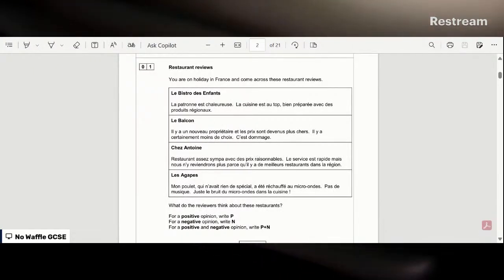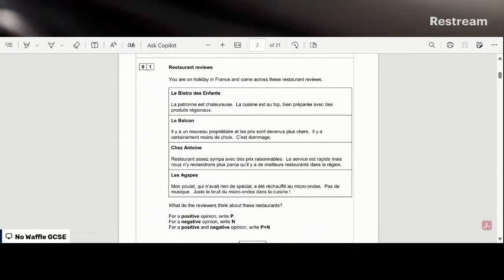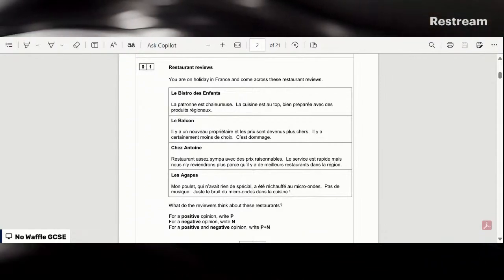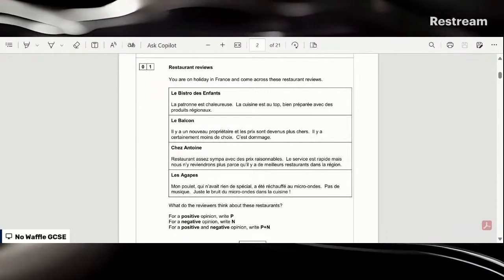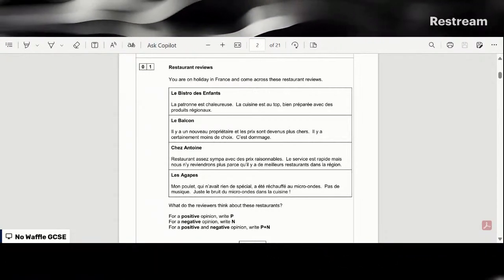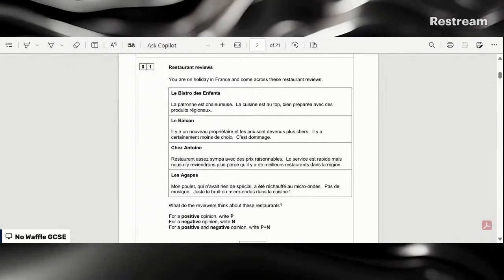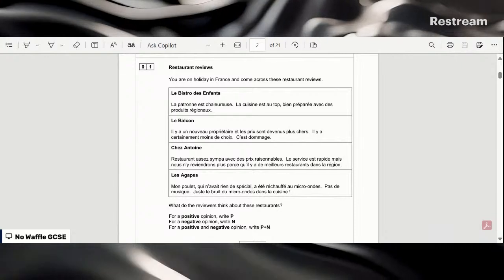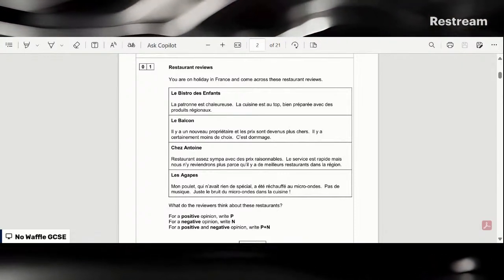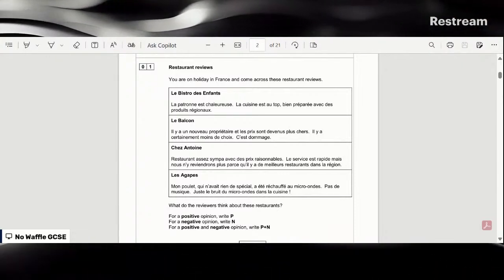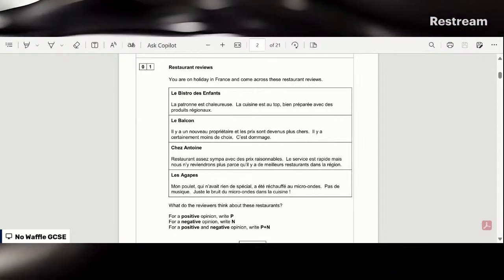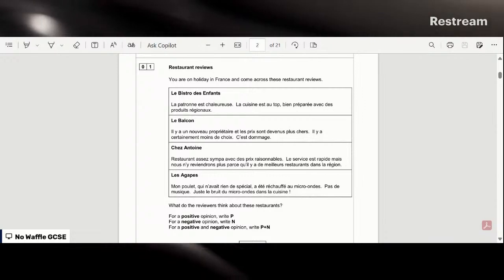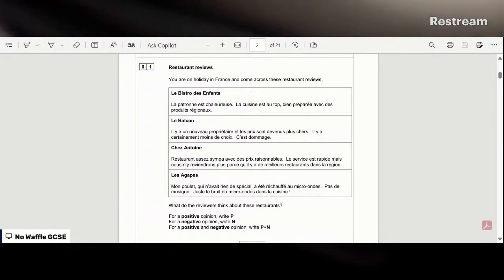Okay, so going through them. So the first one, la patronne est chaleureuse, la cuisine est au top, bien préparée, avec de produits régionaux. So that is all positive. Going through some keywords there. Le patron means the boss. So the boss was very charming. The food was the best, very well prepared with regional produce. So that's all together very positive.